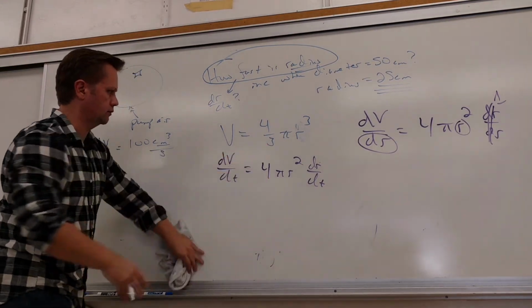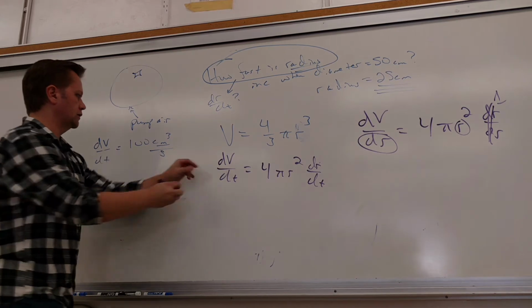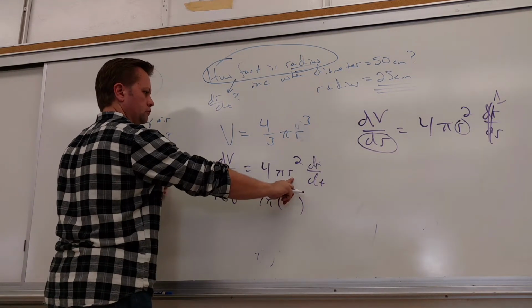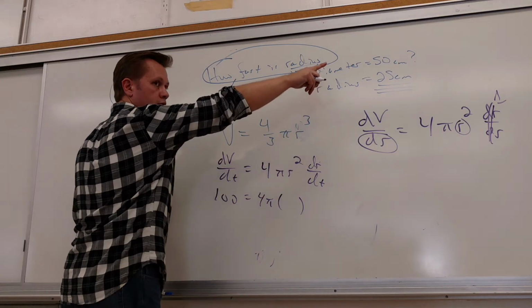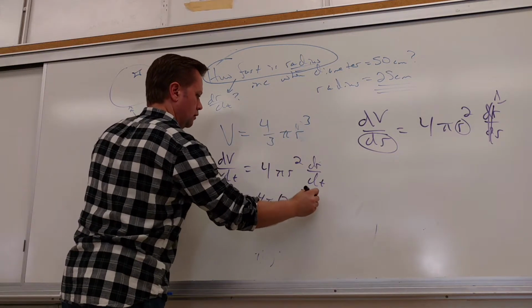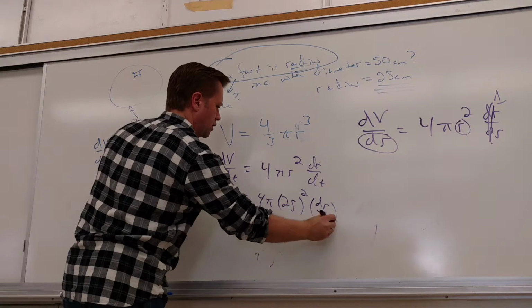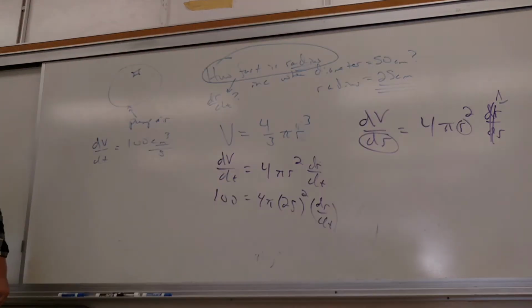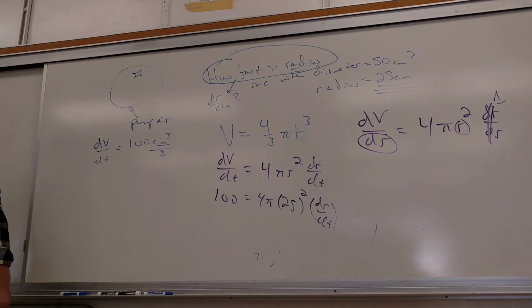What can I put in there now? Yeah, I know this is 100. What's r? 25. And then dr dt, I don't know. So now I can solve for that. I just have to divide by that and whatever that is. 625 multiplied by 4. Yeah. And then 100.